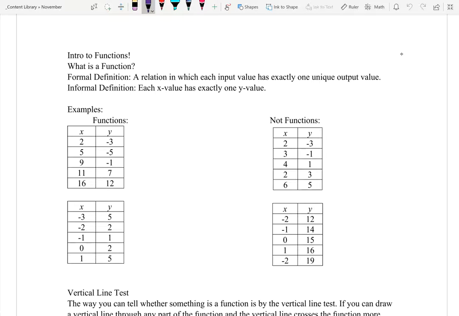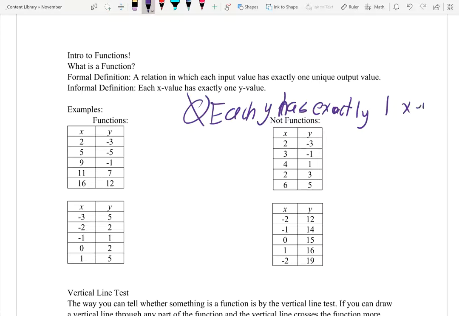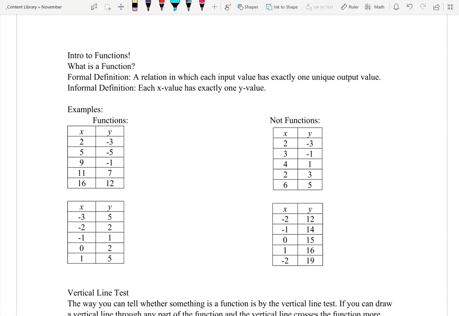So it's not each y has exactly one x value. It's not saying that. You might think of it as going both ways, but it really doesn't. It's only saying that each x value has exactly one y value. It's not saying that each y value has to have exactly one x value. It's very easy to get confused, because a lot of times people think this goes both ways, but it doesn't. It's listed in this order for a reason: each x value has exactly one y value.